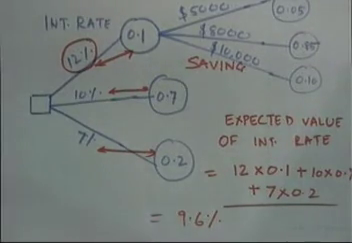So as far as this particular problem is concerned, the expected value of interest rate is nothing but 9.6%. Now, on similar lines, can you find the expected value of annual saving for any of the paths you take?